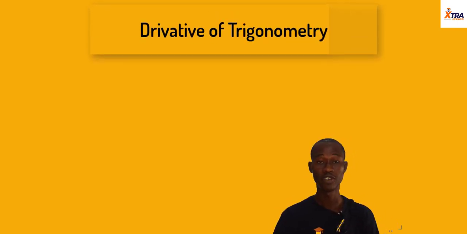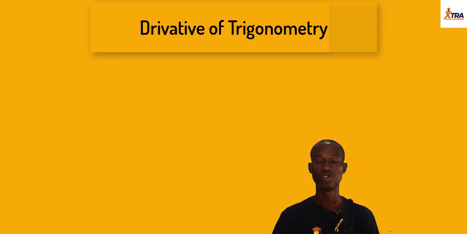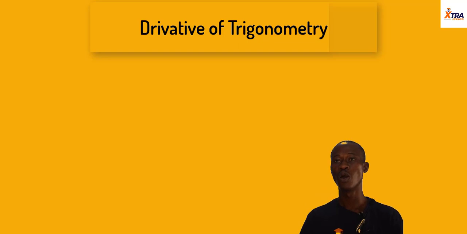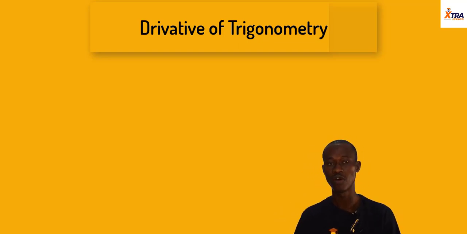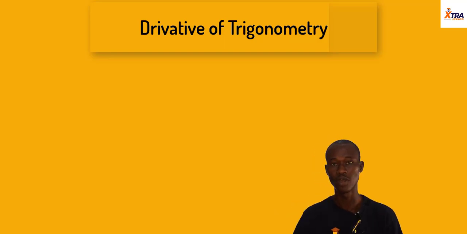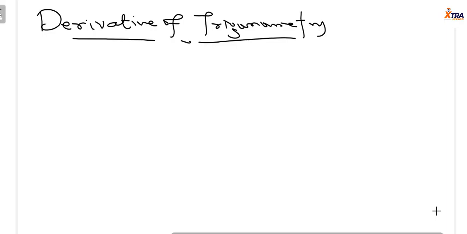Now we are looking into our derivative of trigonometry. Our trigonometry, where we have a sine, we have a cos, we have tan, we have a cot, we have a cosec, we have sec as well. So now let's see how to find the derivative of each of all what we have mentioned.